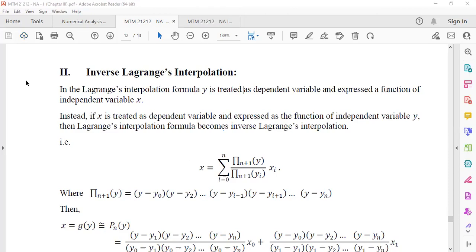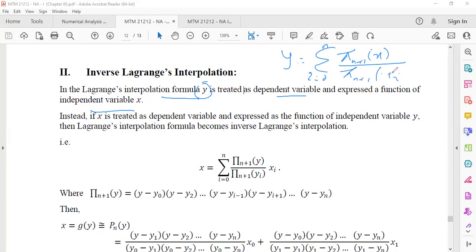So inverse Lagrange. In the Lagrange interpolation formula, we know y is treated as a dependent variable, and we express the function independent of x. So it is actually y equals the sum for i equals 0 to n of pi n plus 1 of x divided by pi n plus 1 of x i, times y i. I have explained this clearly, so I'm not going to go through it again.